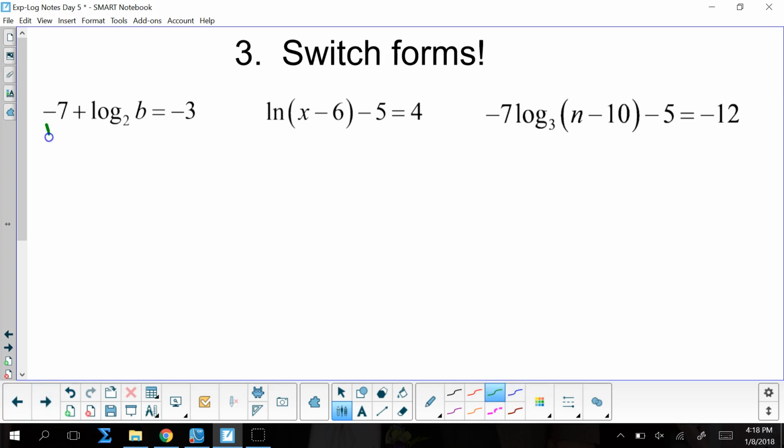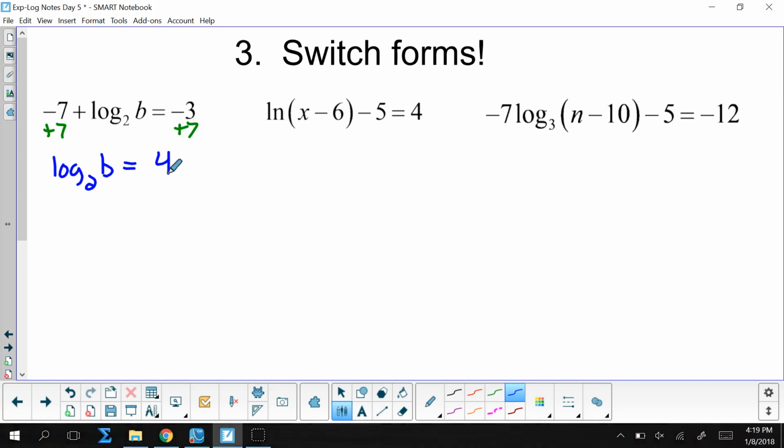So first off, I would add 7 to both sides. So that's going to give me log base 2 of b equals 4. Now I can switch forms. If I switch this form, my base is 2, my exponent is 4, my answer is b. So 2 to the 4th is 16, so b is 16.